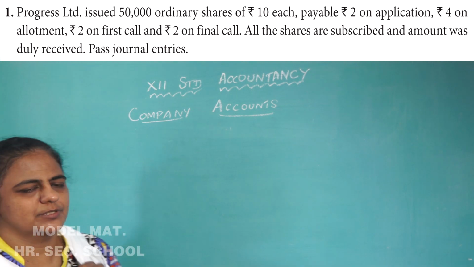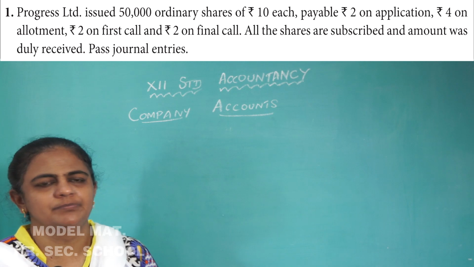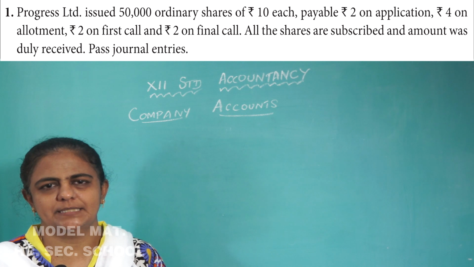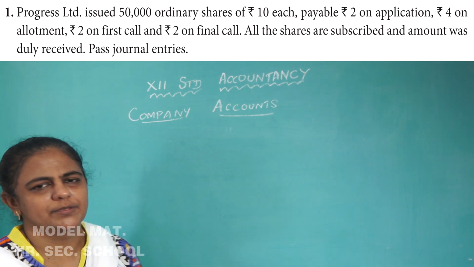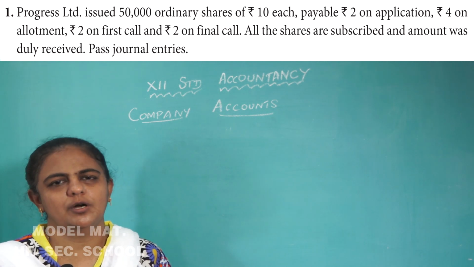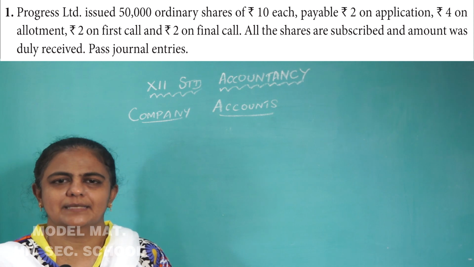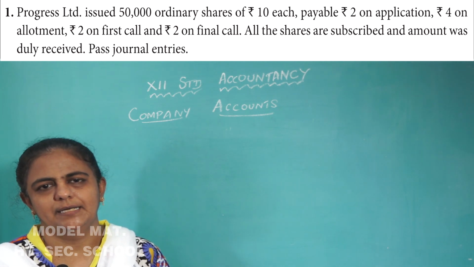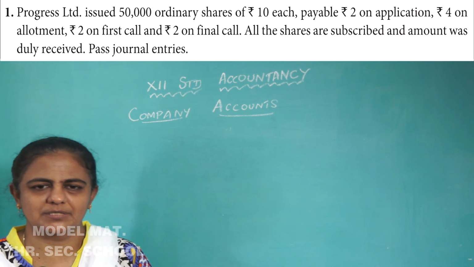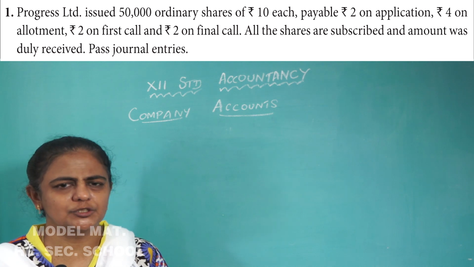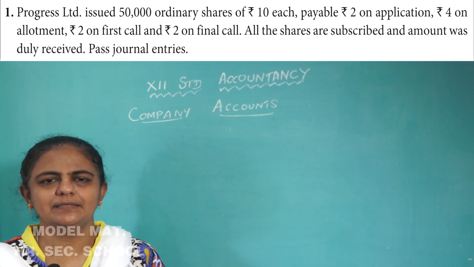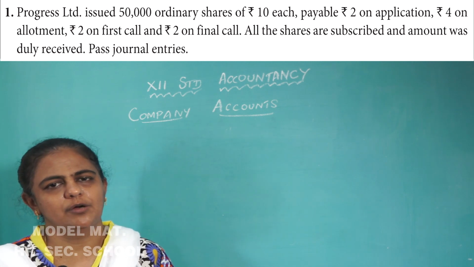Yes children, first you must see what is the main thing you have to watch in the question: how many shares are issued. In this question 50,000 shares are issued. Next, you must see the face value. The face value per share is rupees 10. Then the third thing is how many shares are subscribed. That is very important. Issued is 50,000 shares. How much is subscribed? All shares are subscribed, so the same 50,000 shares are subscribed. These are the things you have to carefully go through before moving on to the sums.